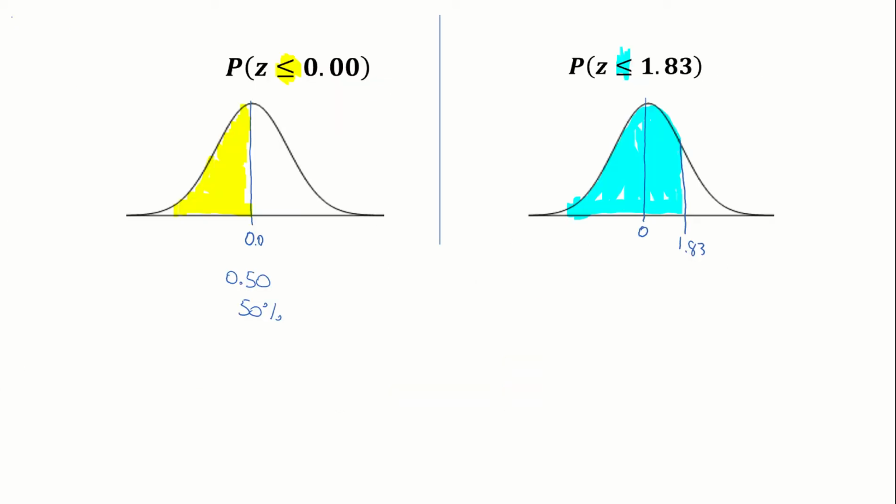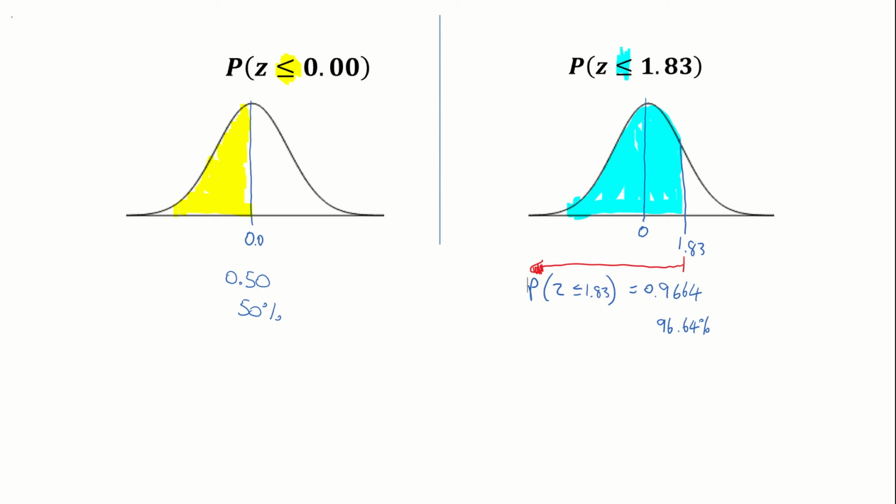96.64% in other words. So if I write in my solution, the probability of z being less than or equal to 1.83 is equal to 0.9664, which is the same as 96.64% if I multiply it by 100. So 96.64% of the data lies to the left of 1.83. That's basically what that question is getting you to do.